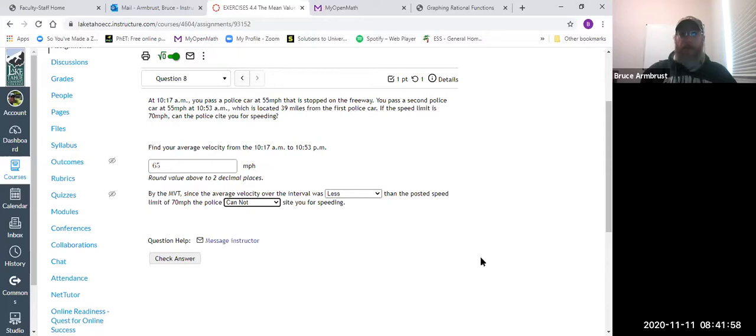And on average, I was going 65. So they know at some point I was going 65 miles an hour, right? Mean value theorem says there's a moment where our instantaneous rate of change is the same as our average. So there was at least one point in which I was going 65 miles an hour, but they don't know anything else, right? There could have been a time I was going over 70, but they don't know that.